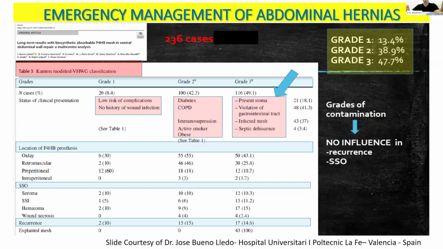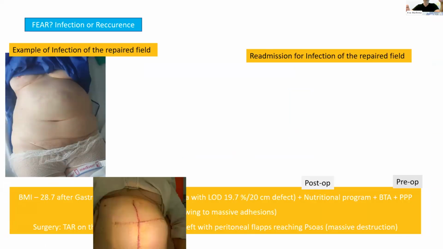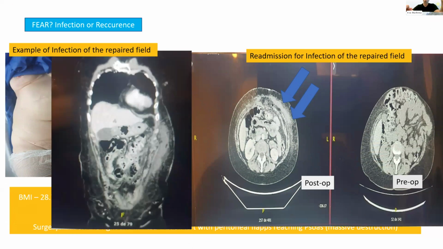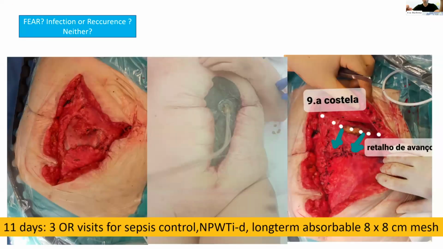Comparatively to a synthetic mesh, of course, it is more expensive. So again, this is another case where I show an infection. This is actually after an acute hernia, because it's a patient that was operated initially, but then infected, so had to come in. And once again, we had to take care of the infection and not to destroy the previous mesh that was placed.